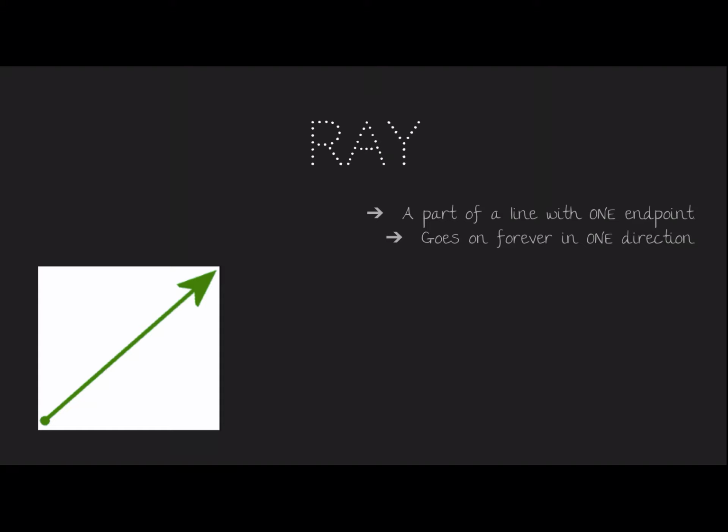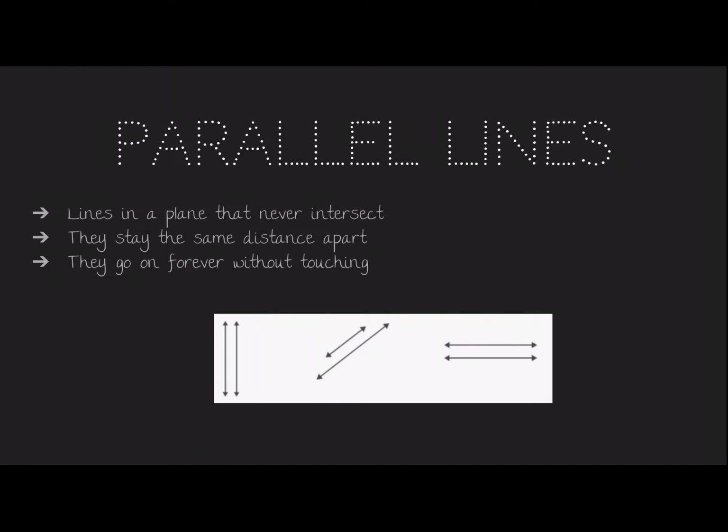Next we have a ray. A ray goes on forever in one direction, which is where that arrow is, but it also has an endpoint. That could either be the start point or the end point, but it does have one point, and that would be your ray. Parallel lines are lines in a plane, so in an area, that never intersect. They are lines, so that's why they have the arrow, because they go on forever and ever, and they don't touch. They stay that same distance apart for however long they go on.